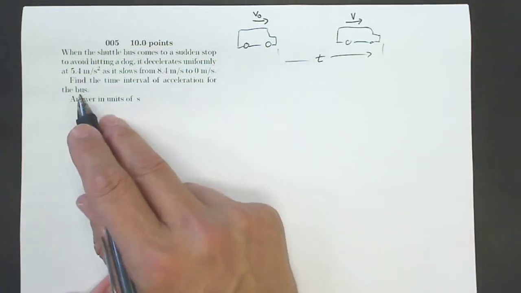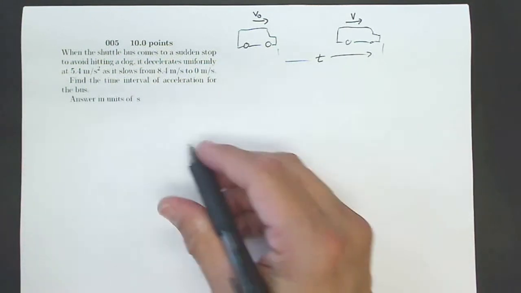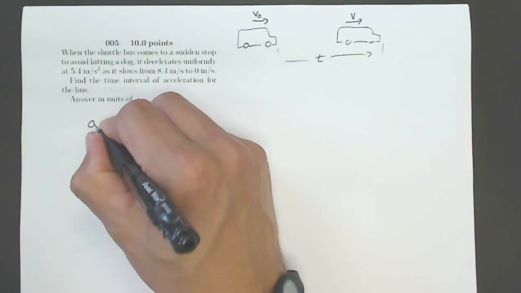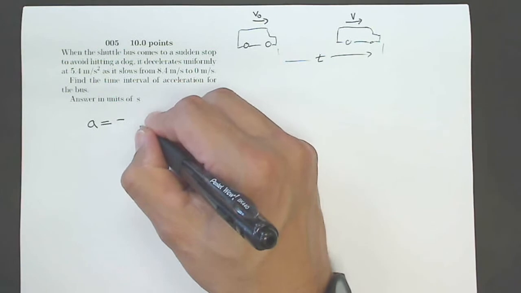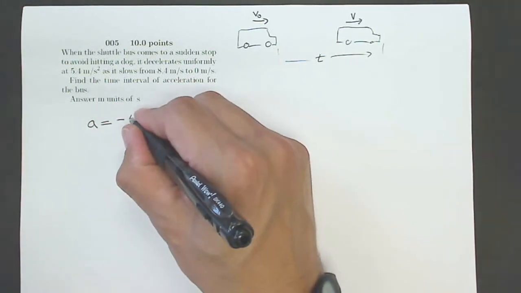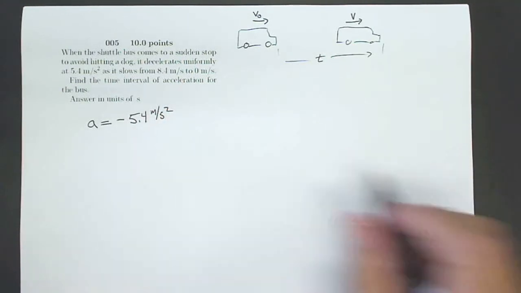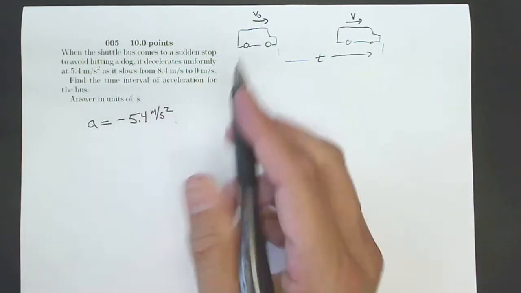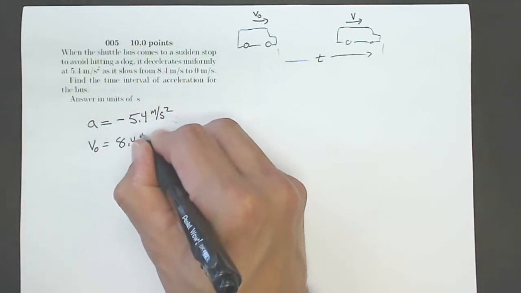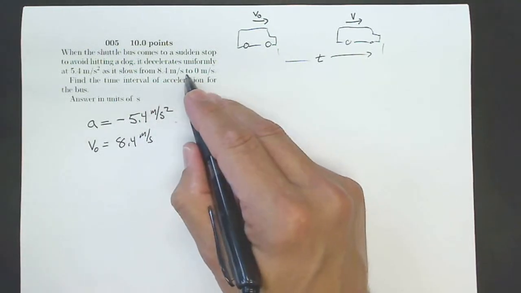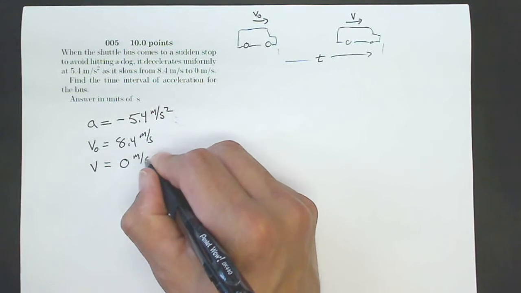So let's see. I know that it decelerates uniformly at 5.4 meters per second squared. So that's telling me actually my acceleration. And if it's decelerating, that's another way of saying negative acceleration. So its acceleration is negative 5.4 meters per second squared. It slows from 8.4 meters per second, that's my initial velocity, and it slows to 0 meters per second, so my final velocity is 0 meters per second.